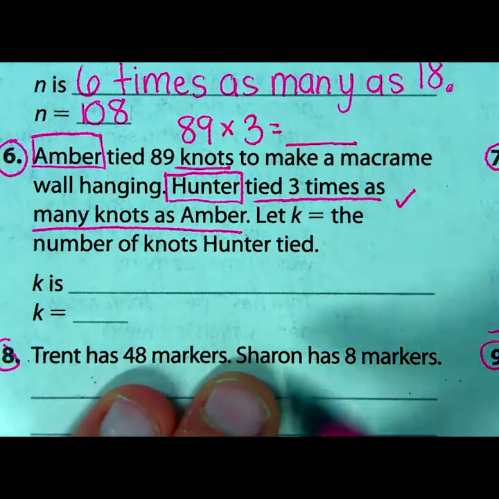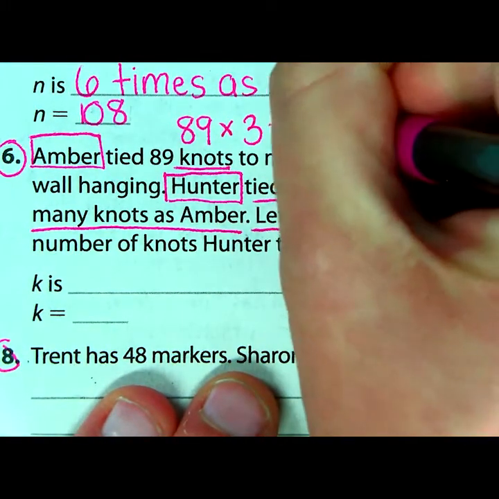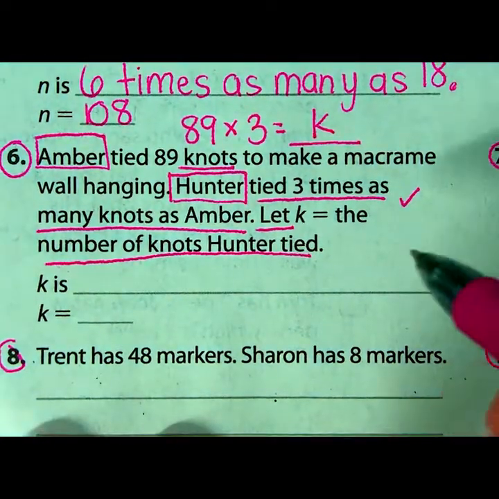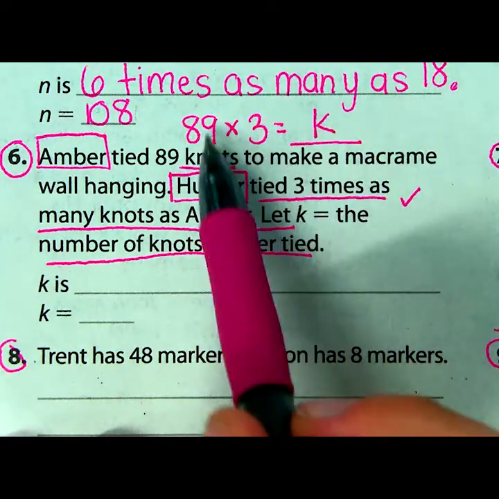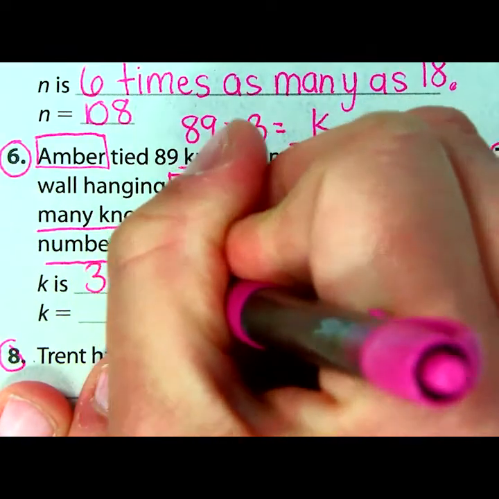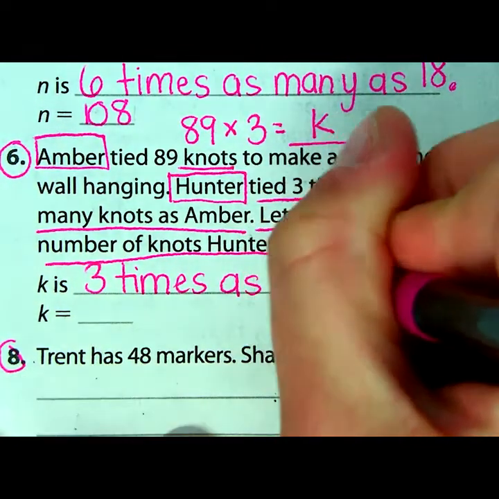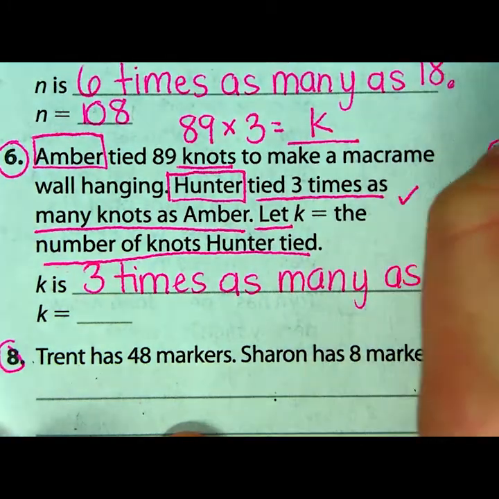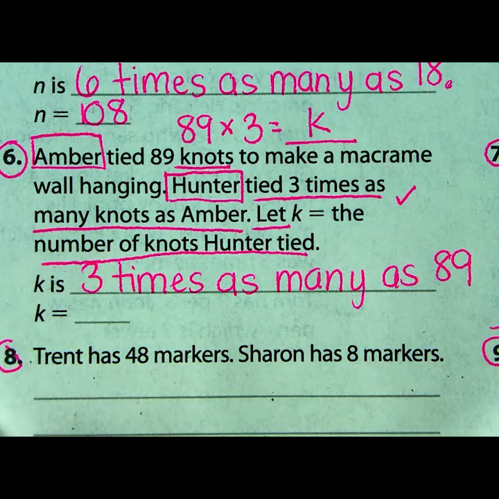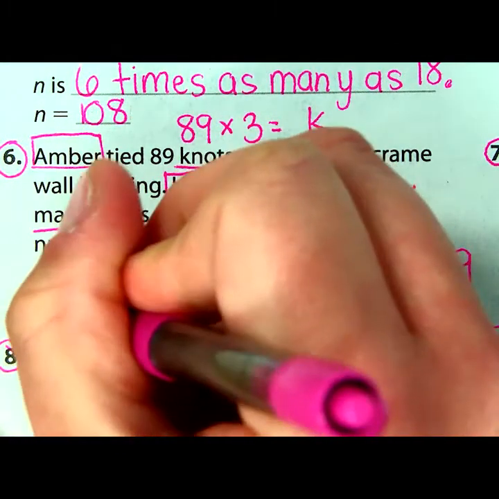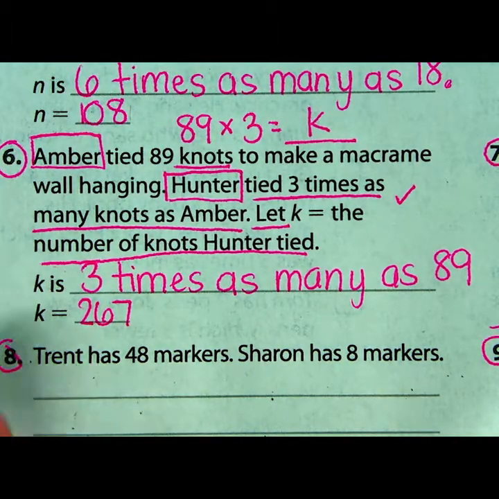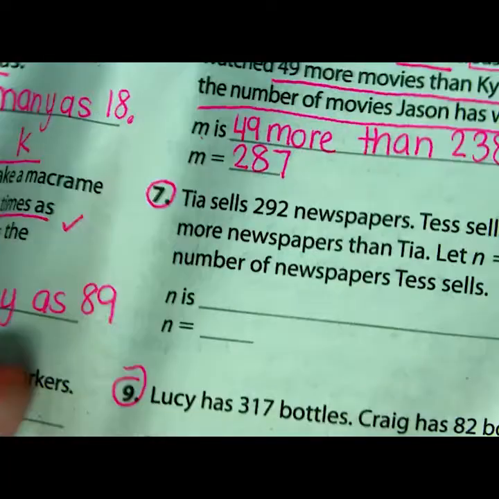Now let's look. What variable do they want to use? K, I guess for knots. Let K equal the number of knots that Hunter tied. So then down here, basically what you're doing is telling me what you have written here. K is 3 times as many as 89. When you do that multiplication, 89 multiplied by 3, you would get a total of 267. Hunter must really like tying knots, and I bet his fingers are pretty sore. Number 7. I told you these get kind of weird.